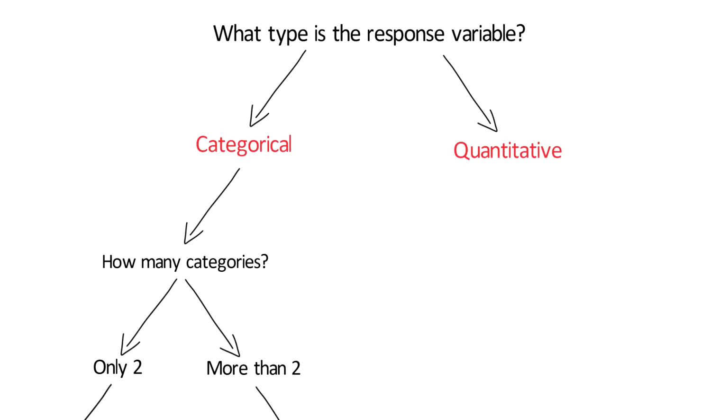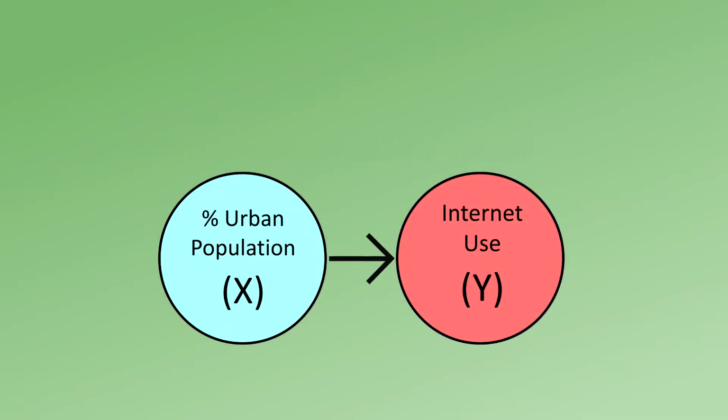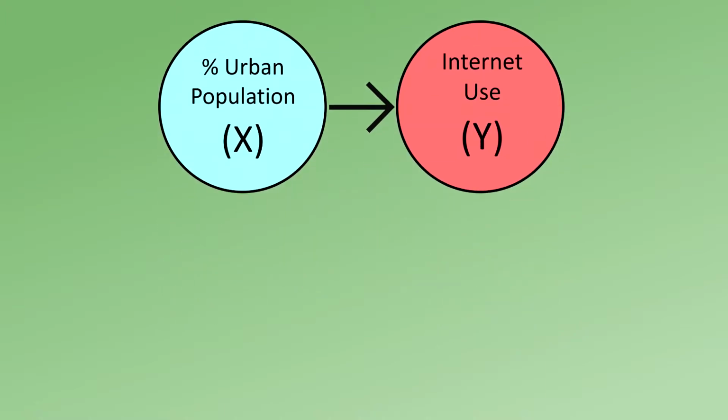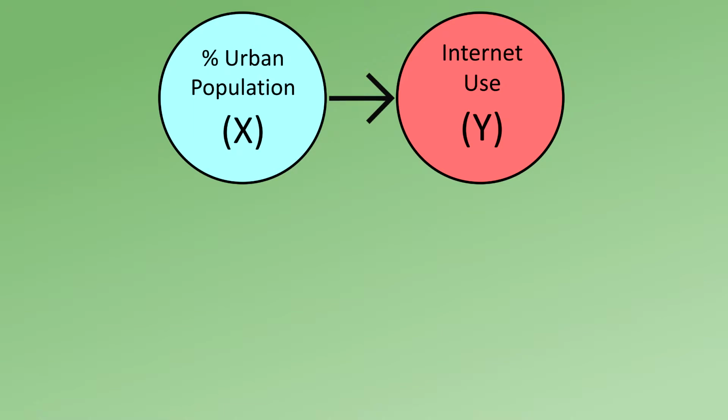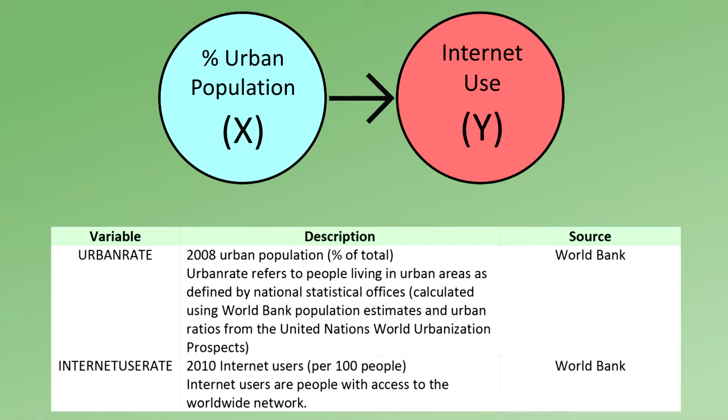We'll now change our research question using an example from the Gapminder dataset. Here, we're interested in the association between the percent of the population living in urban settings within each country and the country's rates of internet use. That is, the percent of people with access to the World Wide Web. Below, you can see a full description of these variables from the Gapminder codebook.